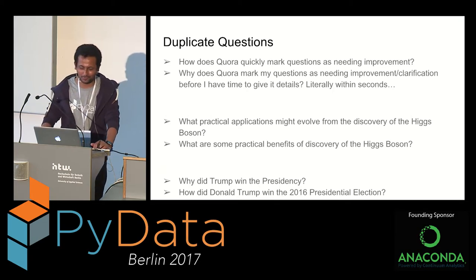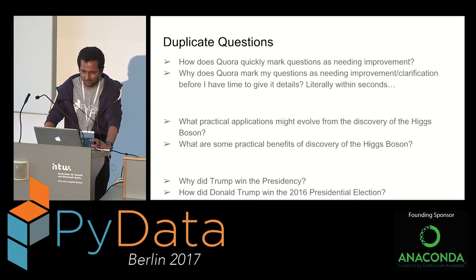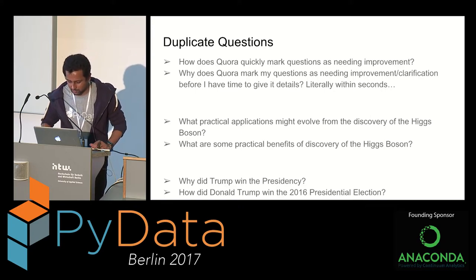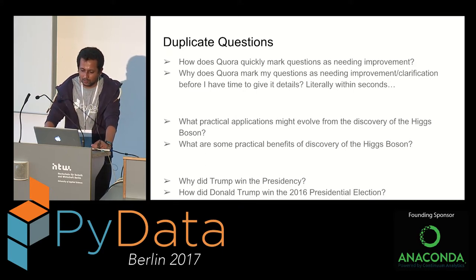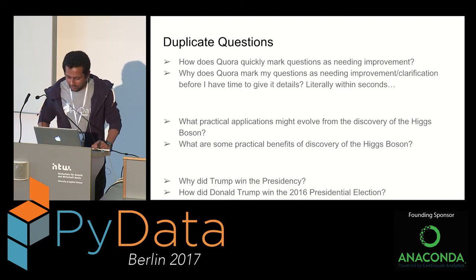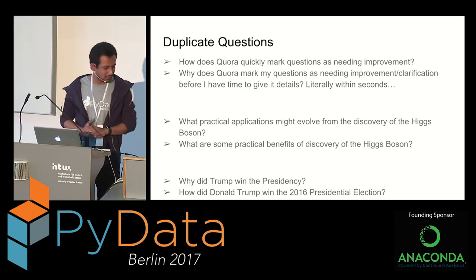So there are some duplicate questions. They have the same meaning, but different words are used. For example: what practical applications might evolve from discovery of Higgs boson, or practical benefits of discovery of Higgs boson? Why did Trump win the presidency, or how did he win the presidential election? So they have kind of the same meaning. These are from the data set.